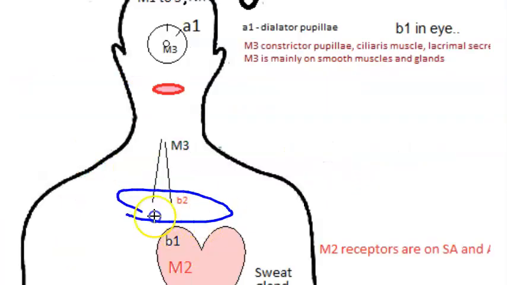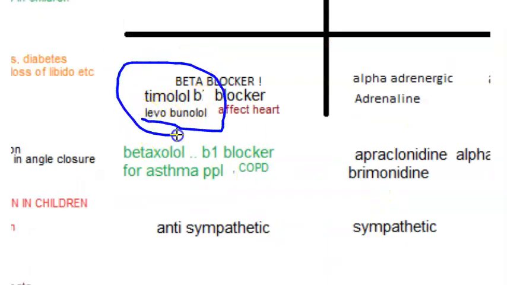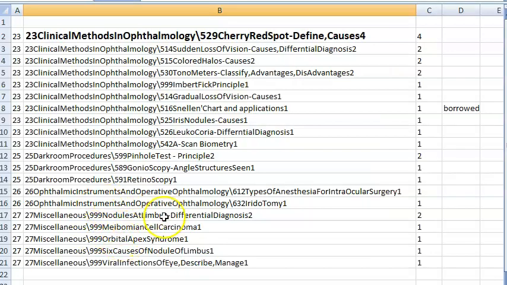See here, beta 2 was supposed to dilate, right? Now they are blocking it. So what will happen? It will constrict. So COPD people will have a lot of problems. So they don't want to give this beta 2 blocker like timolol. So they want to give betaxolol. So remember, timolol, levobunolol, all are the same category. Levobunolol. Can you say levo? Levo, bunolol. Yeah.